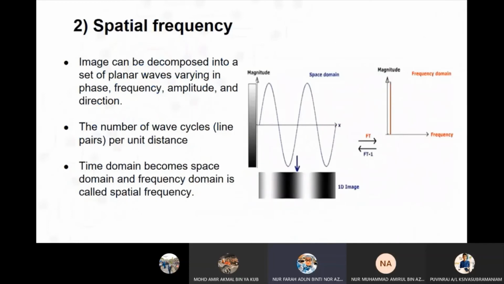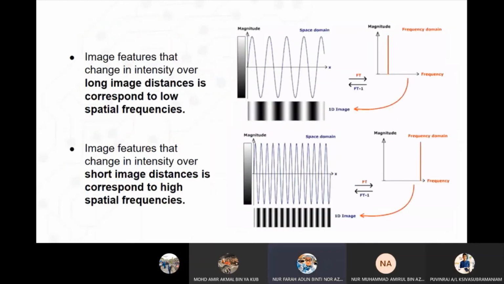Next. The second process is spatial frequency. Spatial frequency means an image can be decomposed into a set of planar waves varying in phase, frequency, amplitude, and direction. It is also the number of wave cycles, which is line pairs per unit distance. As we can see in the figure, the time domain becomes the space domain and the frequency domain is called spatial frequency. The result is that a long image distance becomes low spatial frequency and a short image distance becomes high spatial frequency.